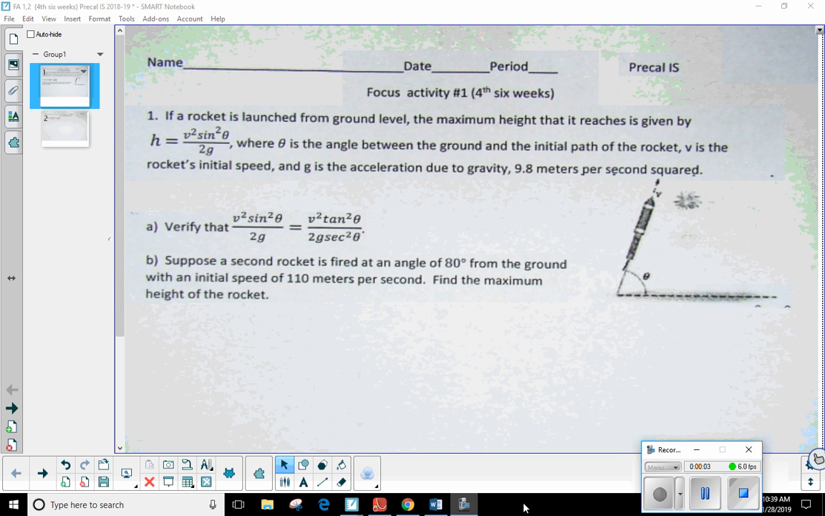Okay, focus activity number 1 for the 4-6 weeks. If a rocket is launched from ground level, the maximum height that it reaches is given by h equals v squared times sine squared of theta over 2g, where theta is the angle between the ground and the initial path of the rocket, v is the rocket's initial speed, and g is the acceleration due to gravity, 9.8 meters per second squared. So A, verify that v squared sine squared theta over 2g actually equals v squared tangent squared of theta over 2g secant squared of theta.